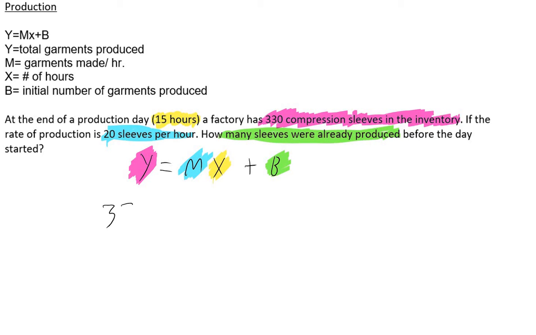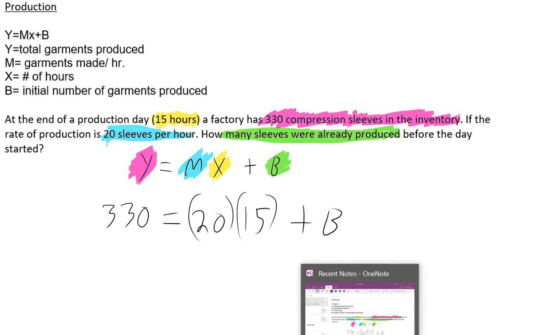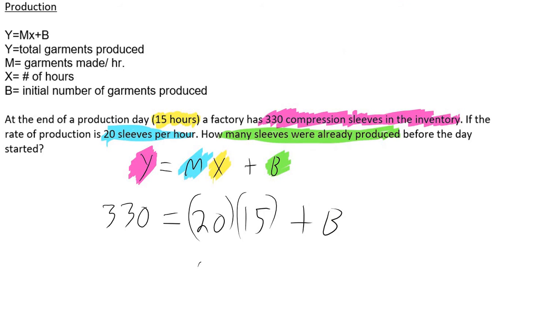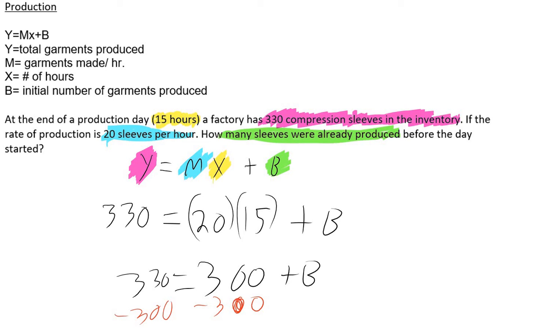330 is equal to 20 times 15 plus our unknown variable, which is B. All right, 20 times 15 is going to give us 300. So that's going to be 300 plus B equals 330. We want to subtract 300 from both sides so we can get B by itself. This should look more zero-ish, right? And then what we're left with is 30 equals B.